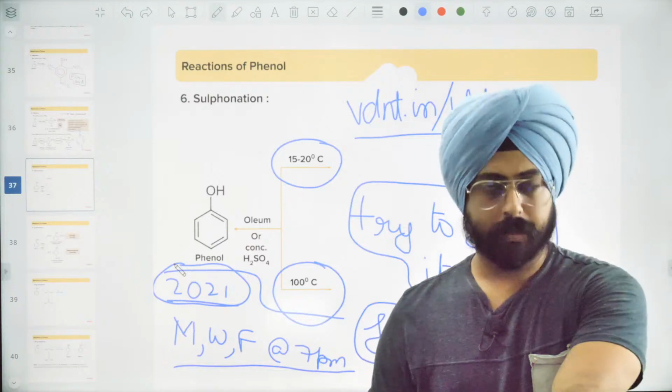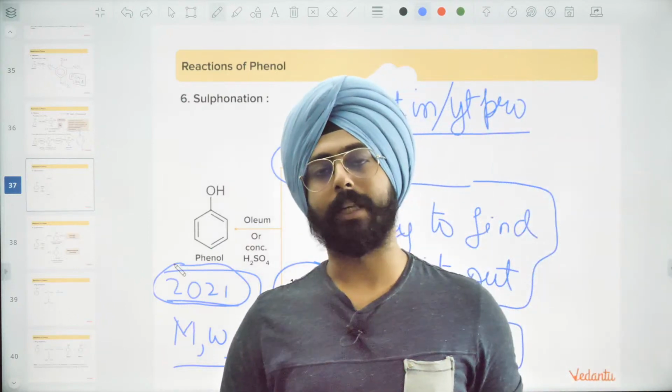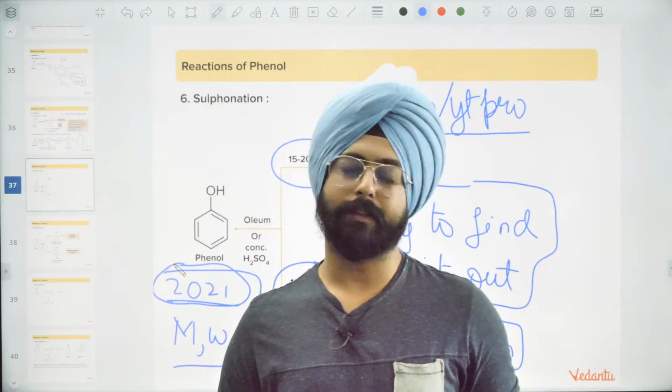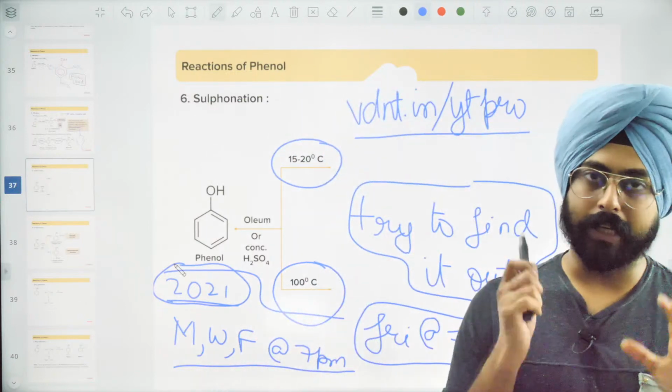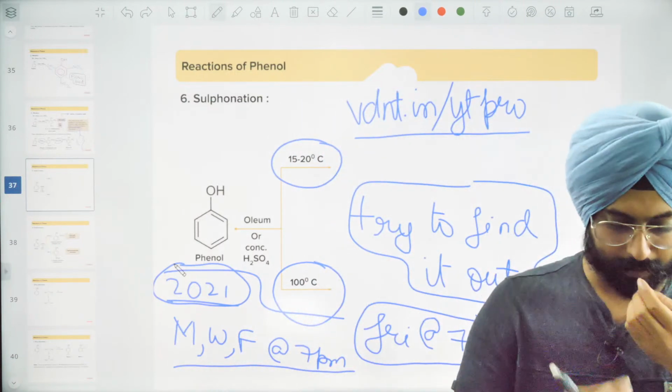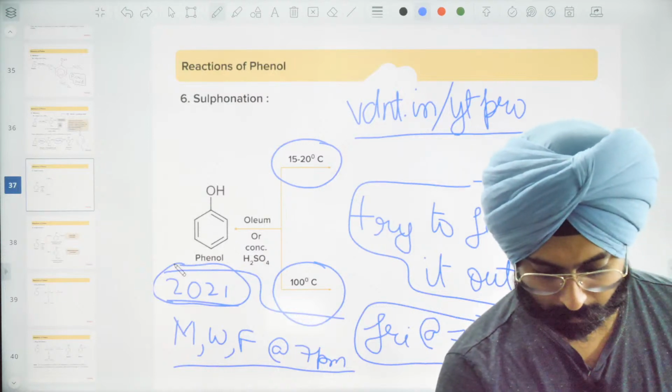There's a person in the chat box called IIT aspirant. He's saying, can we crack JEE in 1 year? Definitely you can. पढ़ाई करो अच्छे से, you can definitely crack it यार. Obviously you can.